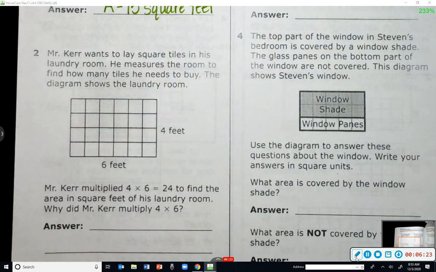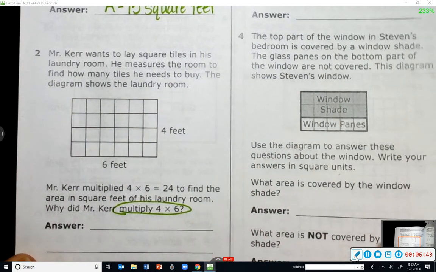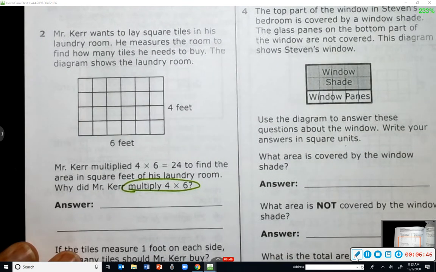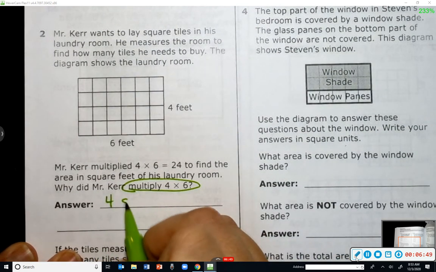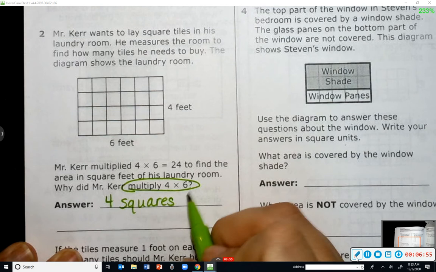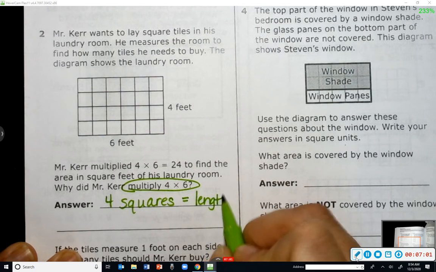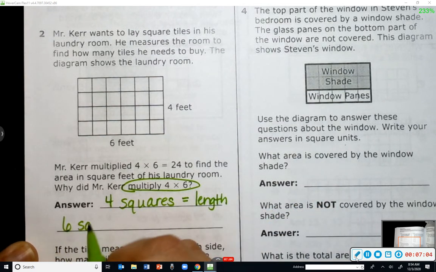Brandon? You put 6 plus 6 plus 6, then 4 is 4 plus 4 plus 4. Yes, that's one way, but why is he multiplying 4 times 6? Javea. Very good. There's 4 squares going down. So we could say 4 squares are the length. And then 6 squares are the width.